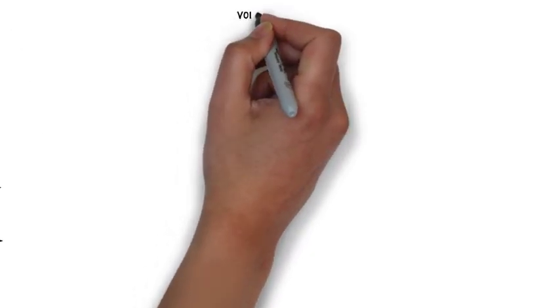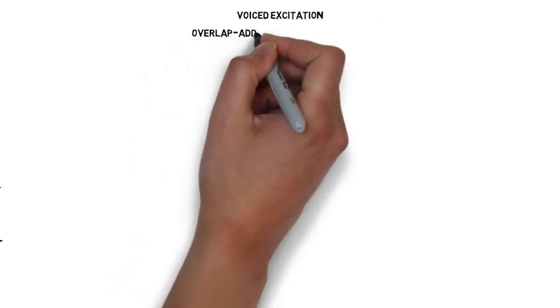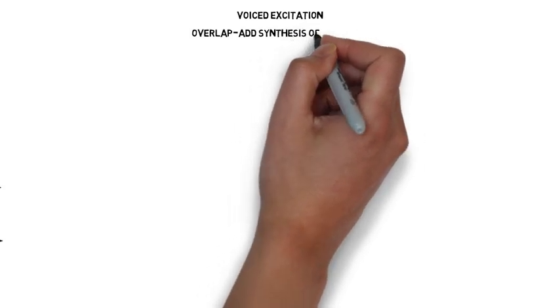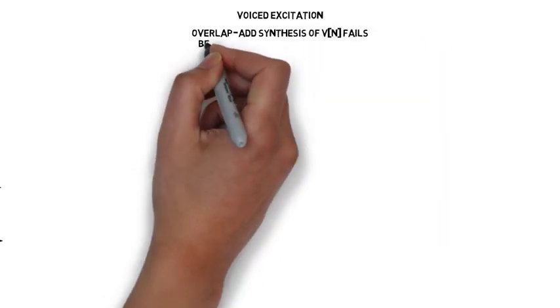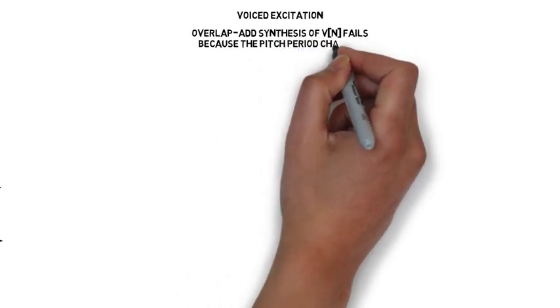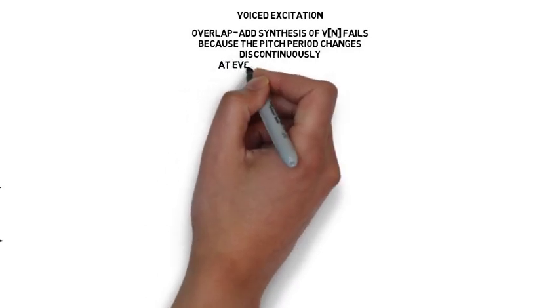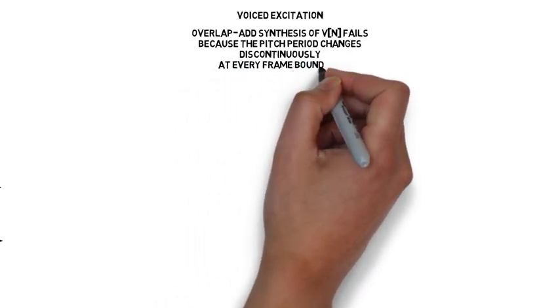All right, that's the unvoiced part. Now let's look at voiced excitation. And here's a surprise. Overlap-add synthesis of the voiced excitation signal fails badly. The overlap-add synthesis that worked so well for unvoiced excitation fails for voiced excitation because the pitch period changes discontinuously at every frame boundary.